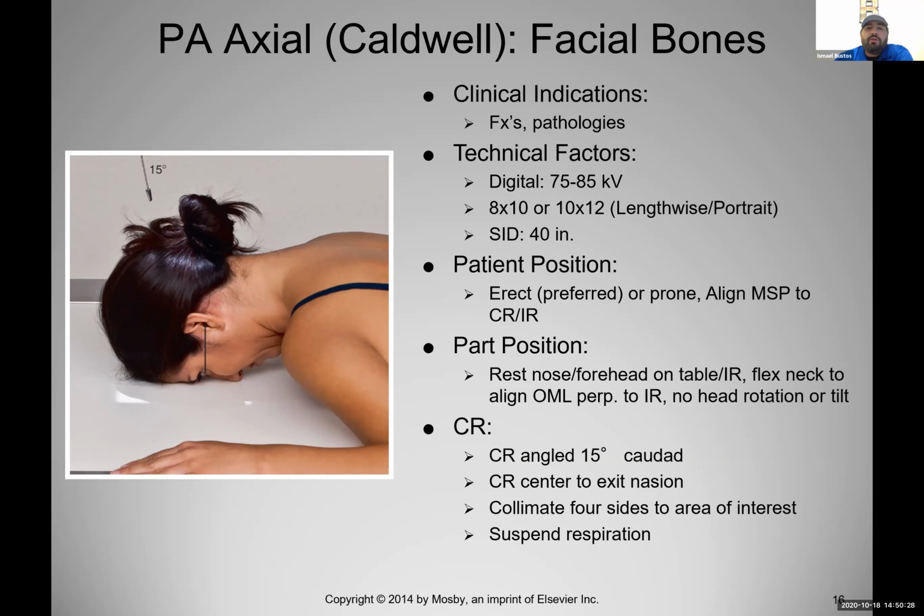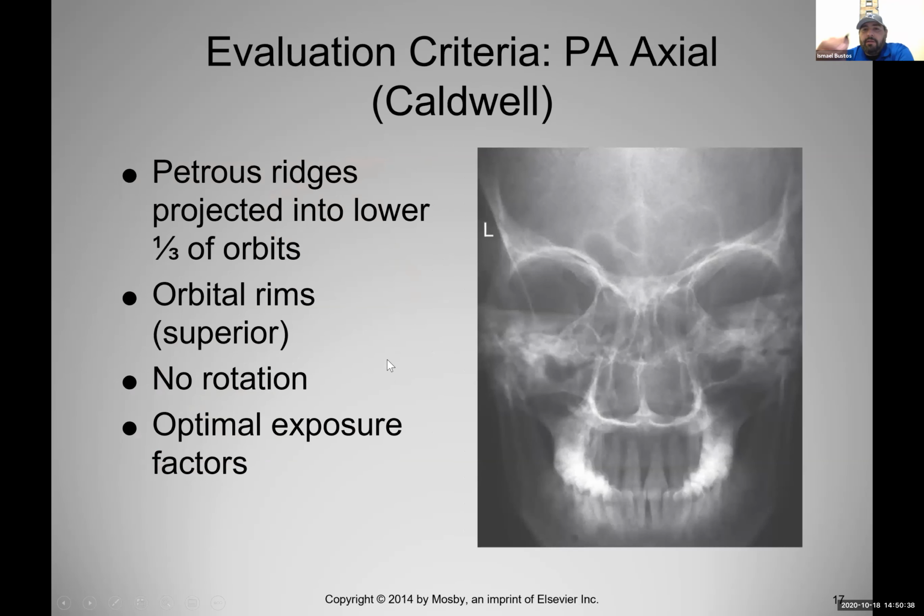Once you've done that, you're still going to center to exit at the nasion, collimate, suspend respiration. So really nothing's changed, right? Everything is the same. All we're doing is we're concentrating more on the orbits. All right, so again, for the orbits, what we're looking at is this portion here, the supraorbital margin. So remember, Caldwell best visualizes the supraorbital margin, okay, with minimal distortion, okay?